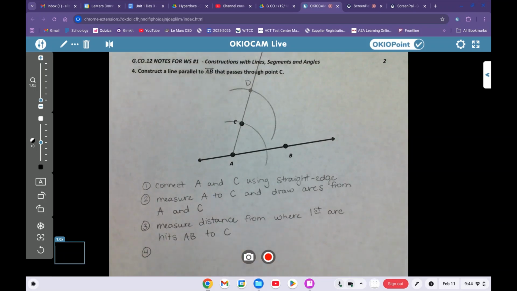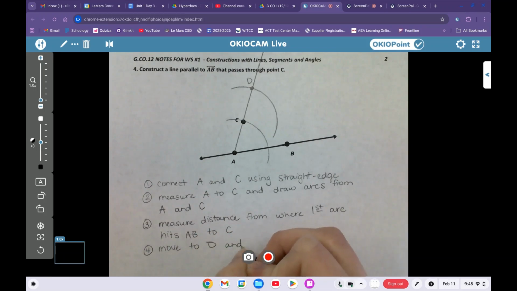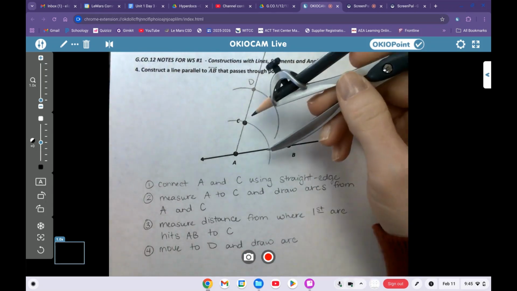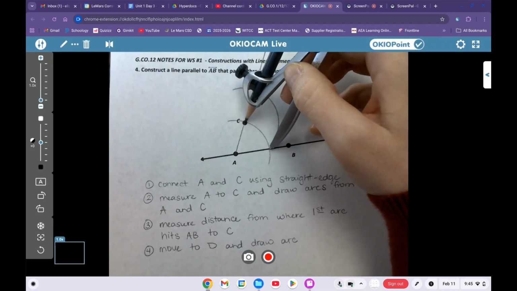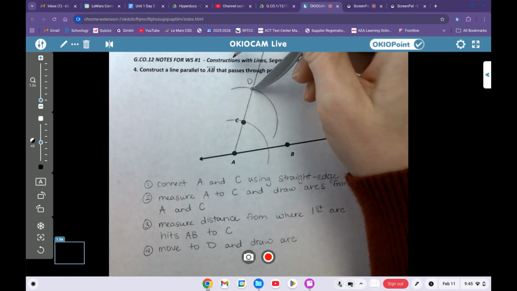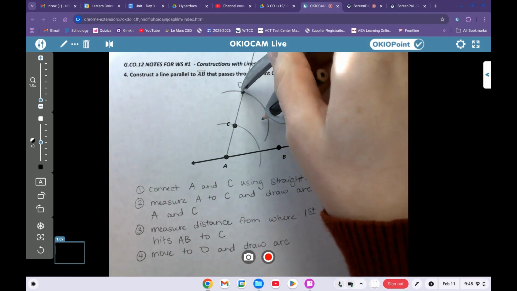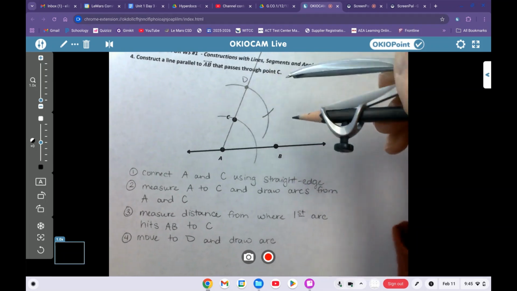So for step 4, I'm going to move to point D and I'm going to draw another little mark. You could call it an arc or a mark. We don't need to make this one as big, but we're going to take this measurement that we just had. So again, from here to C, that was what we did in step 3. I'm going to move my pointer up to D here. Okay, I'm going to flip my compass around. So I want my pencil facing over here and I want to make a little mark. So make like a little tiny X there.